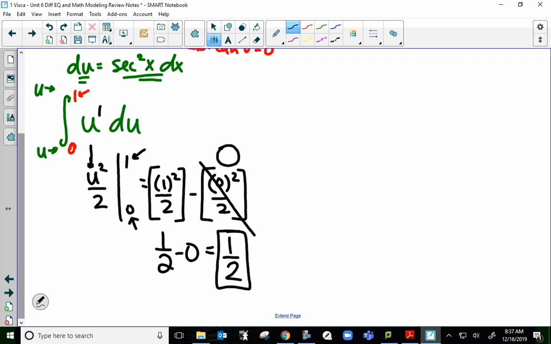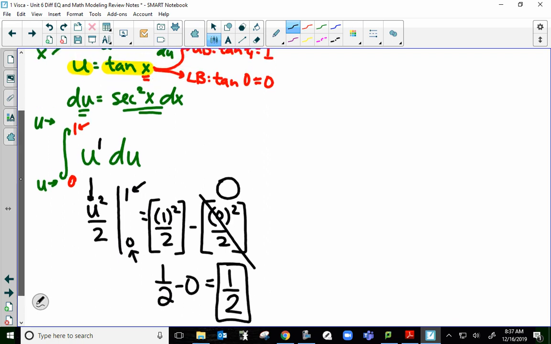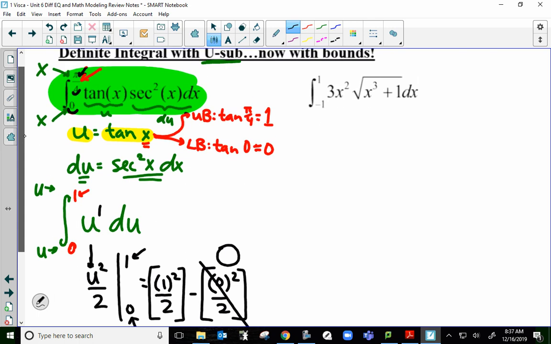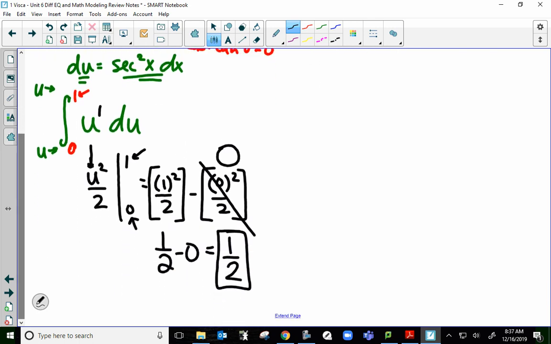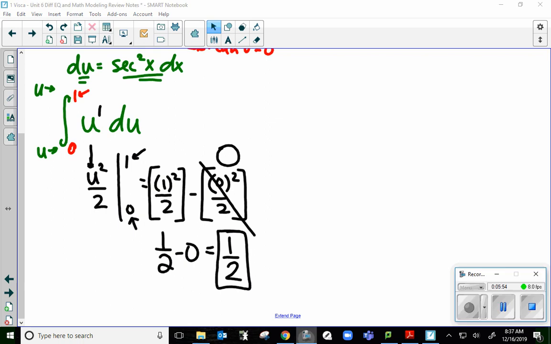That was a million times easier to integrate than trying to throw in pi over 4 and 0 into tan x, secant squared x, whatever we would have had to do. Million times easier.